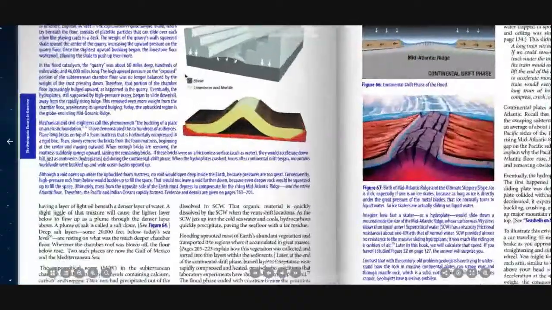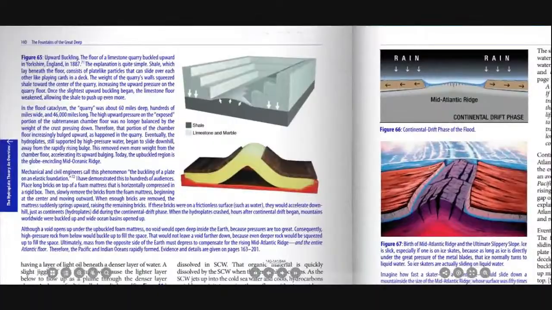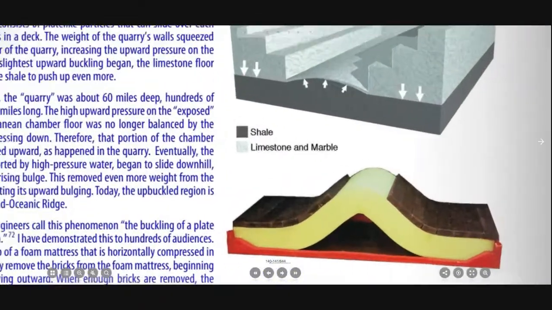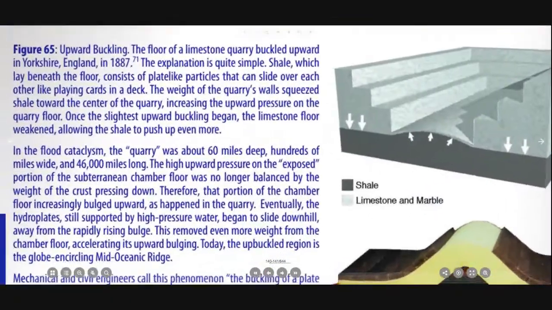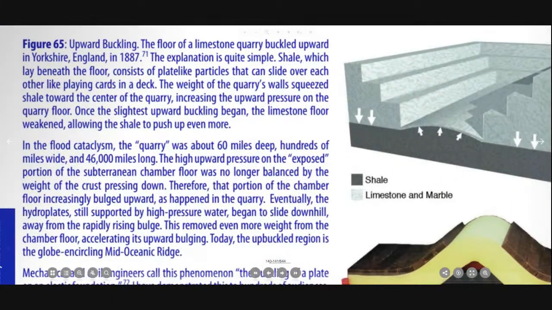In the Beginning: Compelling Evidence for Creation and the Flood by Dr. Walt Brown, page 140. Upward buckling, figure 65. The floor of a limestone quarry buckled upward in Yorkshire, England in 1887. The explanation is quite simple.